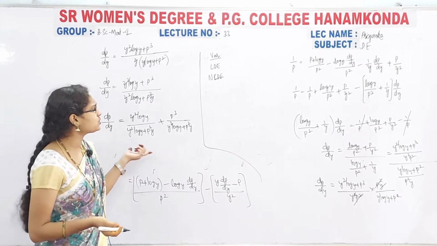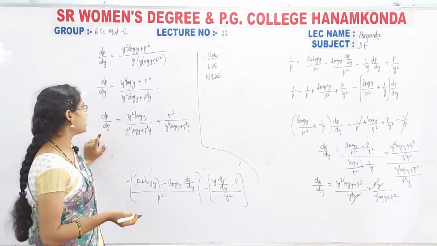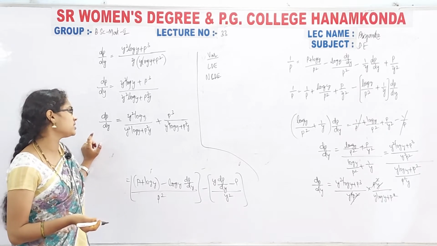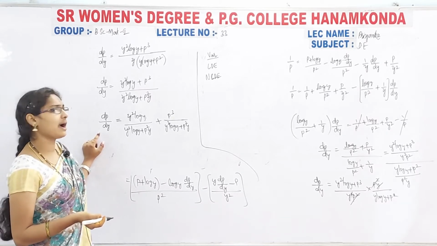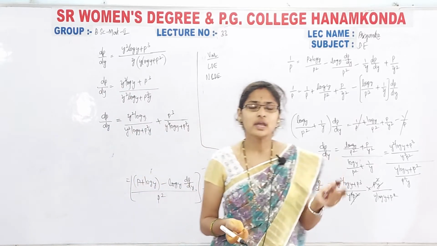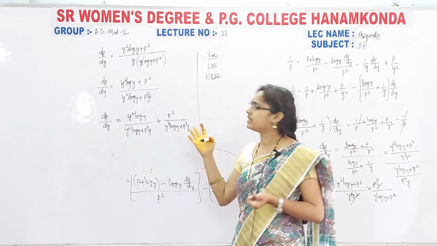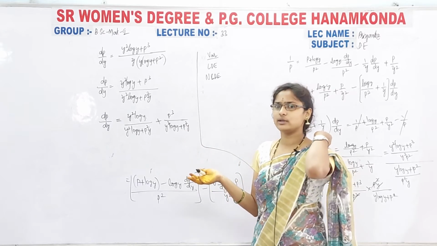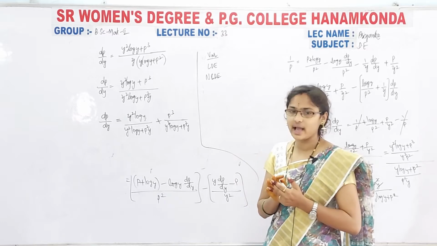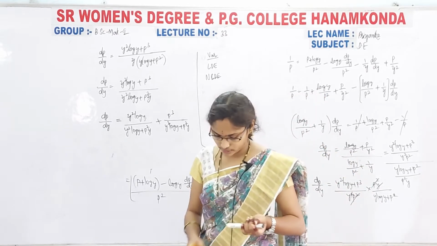Now I see that the variable separable method is not possible. For a linear differential equation we need dy by dx plus py equal to q, but here we don't have that. In every term we have both y and p, right? If we have it like this, we cannot do anything, right?